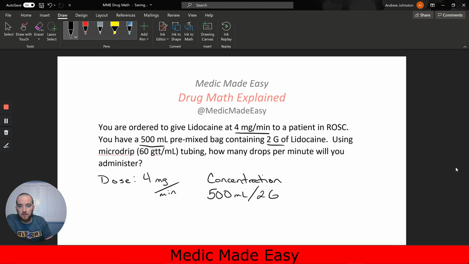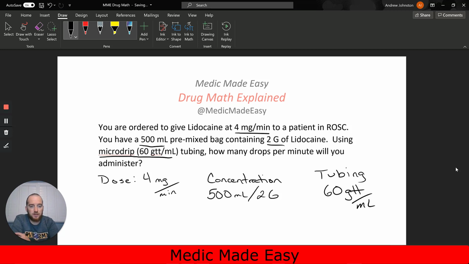Now, another component that we have is our microdrip tubing. The tubing that we have is 60 GTT per milliliter, right? And GTT is goutte, I think is how you say it. I believe it's Latin. It means drops. So 60 drop tubing, sometimes you'll hear a lot of people reference it that way. So this 60 drop tubing, or this microdrip tubing, or the 60 GTT per mL.